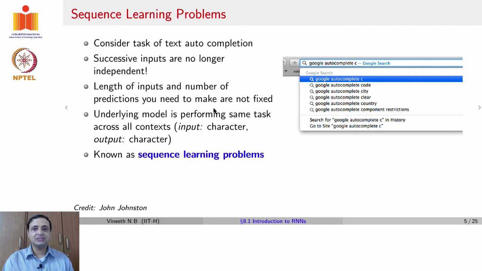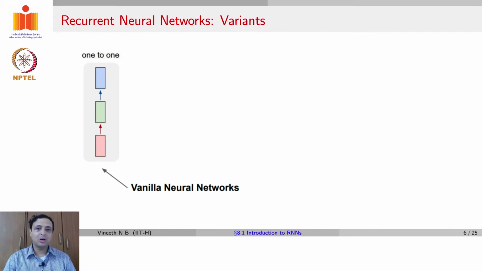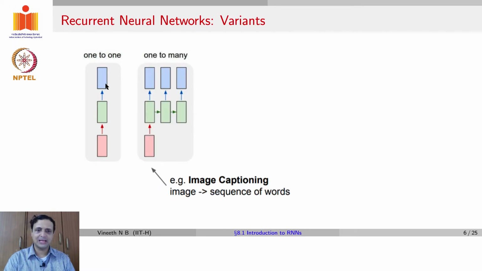These kinds of problems are known as sequence learning problems. The neural network architecture that is designed to handle such sequence learning problems is known as recurrent neural networks, and we will see why they are called so soon. If you visualize a standard feed-forward vanilla neural network, you have an input, a set of hidden layers, and an output. The variants of recurrent neural networks can be visualized as follows.